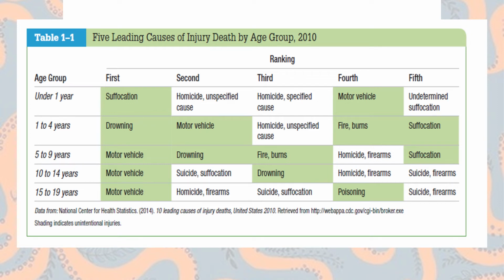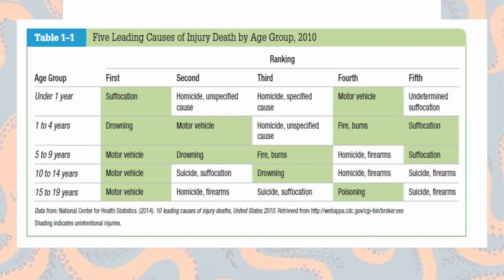Age 5 to 9 year olds and up, now the number one cause is motor vehicle accident. So high cause of death. Age 10 to 14, look at suicide is up there, even higher than 15 to 19-year-old. So this is a pretty shocking statistic here.